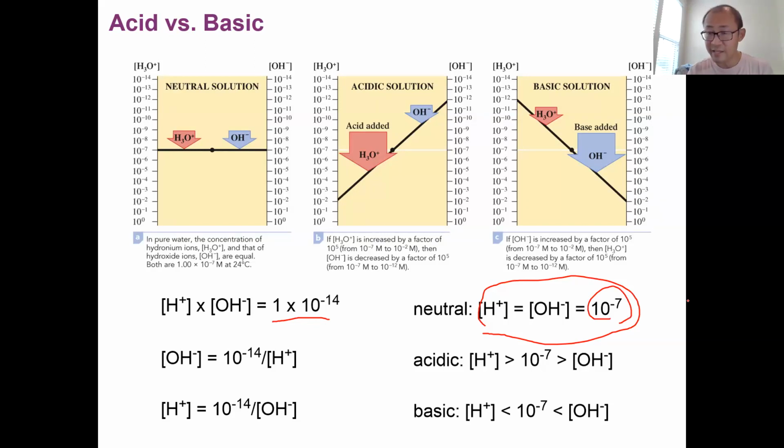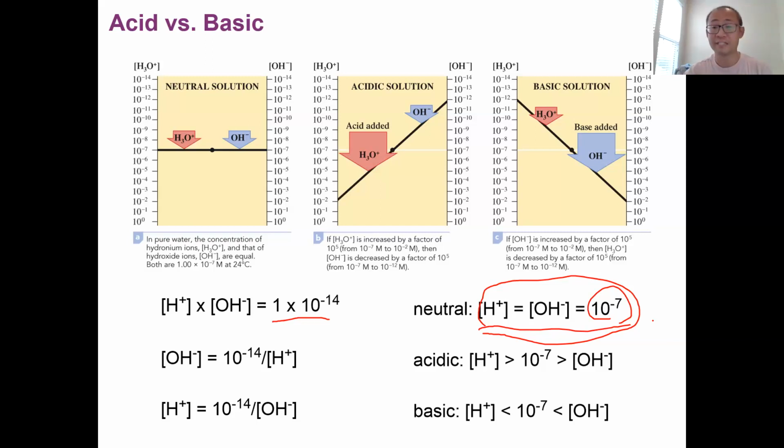So if you have a solution with an equal amount of proton concentration, or again, hydronium concentration, equal to the hydroxide concentration, and of course, when they're equal, their concentrations are both 1.0 times 10 to negative 7th, we call the solution neutral.